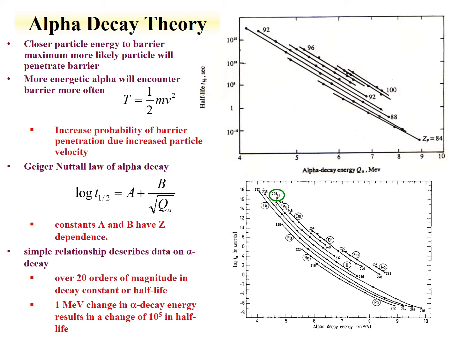Now, the simple relationship can describe data for alpha decay over 20 orders of magnitude in decay constants or half-life. And what's observed is that a 1 MeV change in alpha decay energy can result in a change of about 10 to the 5th for the half-life. So we have this dependence of half-life and decay on Q value that we've discussed earlier.